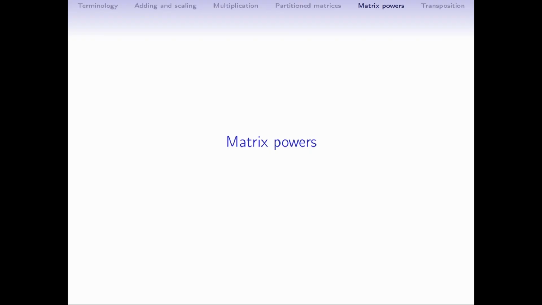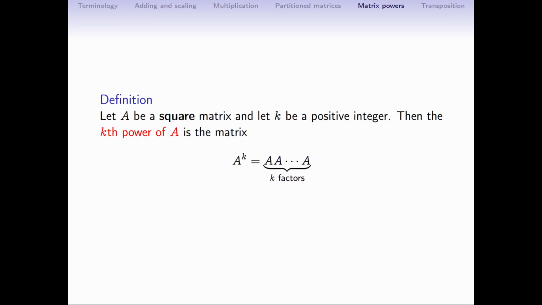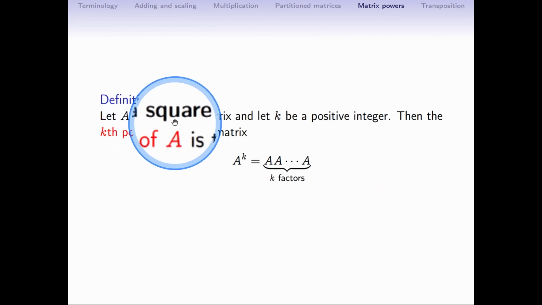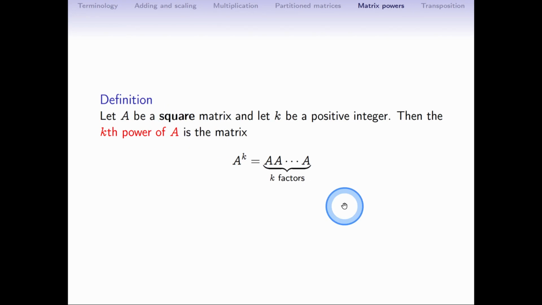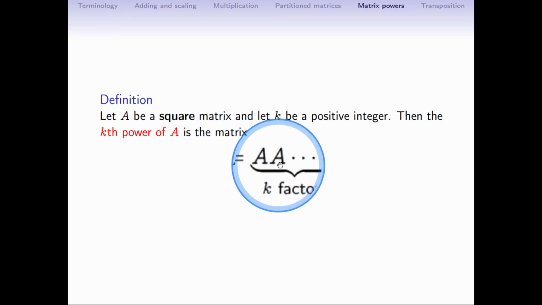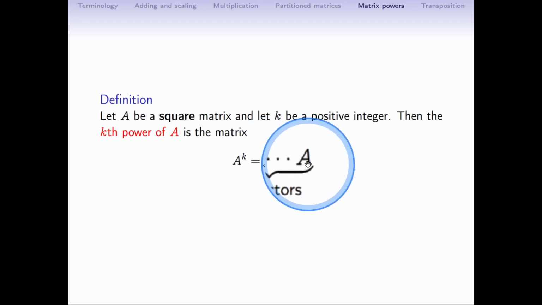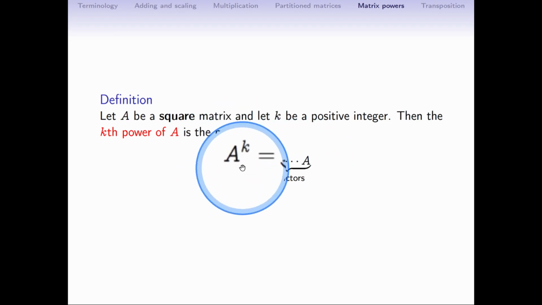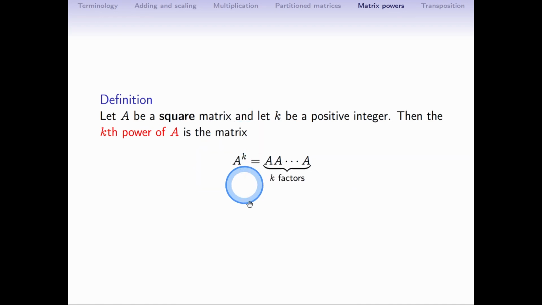Our next topic is matrix powers. So let A be a square matrix, and I'm emphasizing the word square here because everything we're saying on this slide would only pertain to a square matrix. So let A be a square matrix and let K be a positive integer. Then the kth power of A is the matrix I obtain by simply multiplying A by itself K times. And we're going to denote that by A with a superscript of K. So for example, A squared is simply A times A, and A cubed is simply A times A times A.